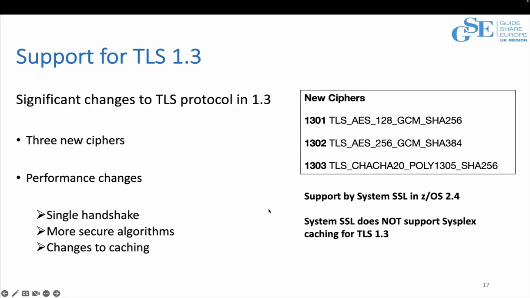Now, the support in CICS for TLS 1.3 comes from z/OS 2.4, so that is a requirement. And as it stands, and I think this is still up to date, System SSL does not support sysplex caching for TLS 1.3. So should that be something that is used, TLS 1.3 cannot be migrated to.